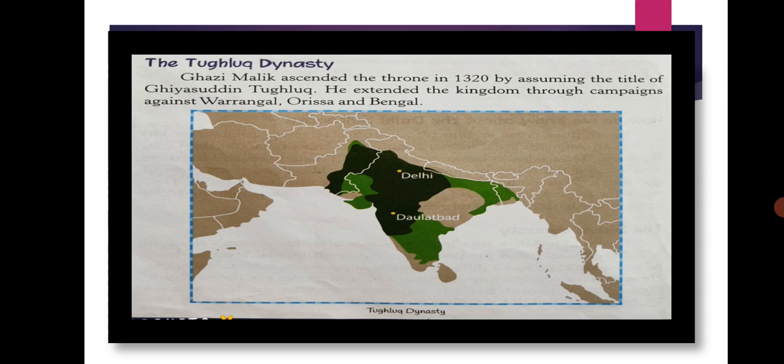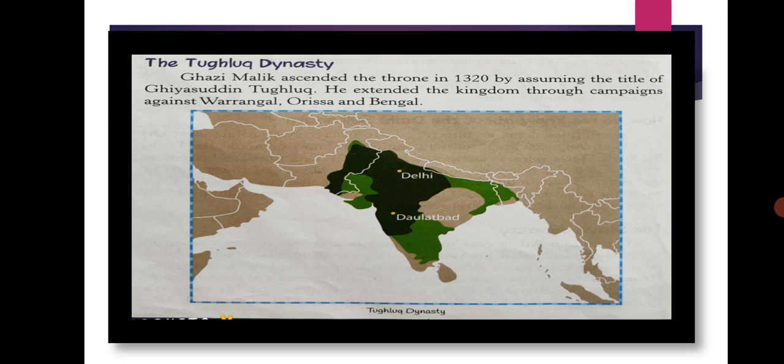Now the next dynasty is the Tughlaq dynasty. Ghazi Malik ascended the throne in 1320 by assuming the title of Ghiyasuddin Tughlaq. So who assumed the title of Ghiyasuddin Tughlaq? Ghazi Malik. He extended the kingdom through campaigns against Warangal, Odisha and Bengal. So this Tughlaq dynasty extended its kingdom towards the south and southeast. Students, in the map it is shown that only during his period the capital was shifted from Delhi to Daulatabad.